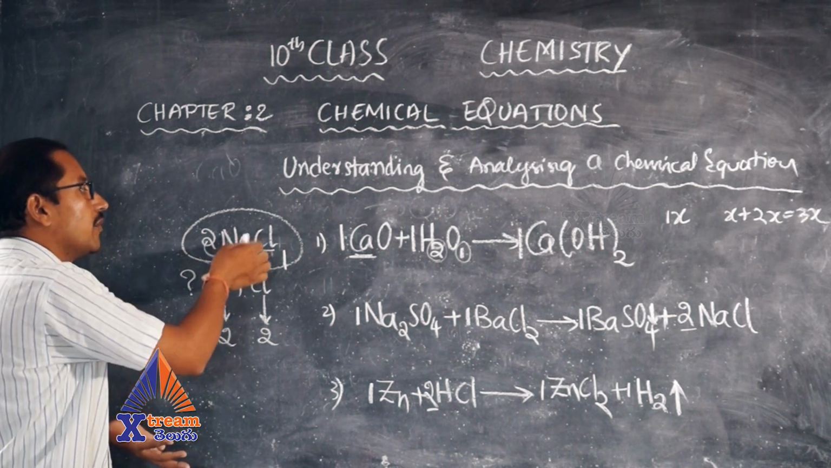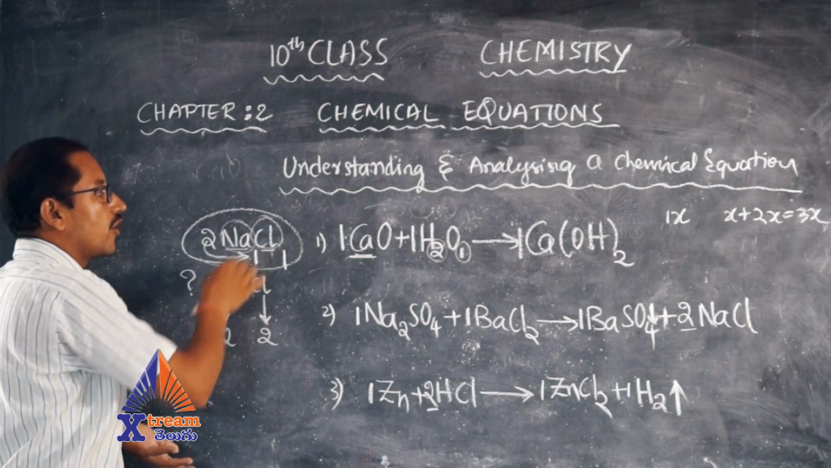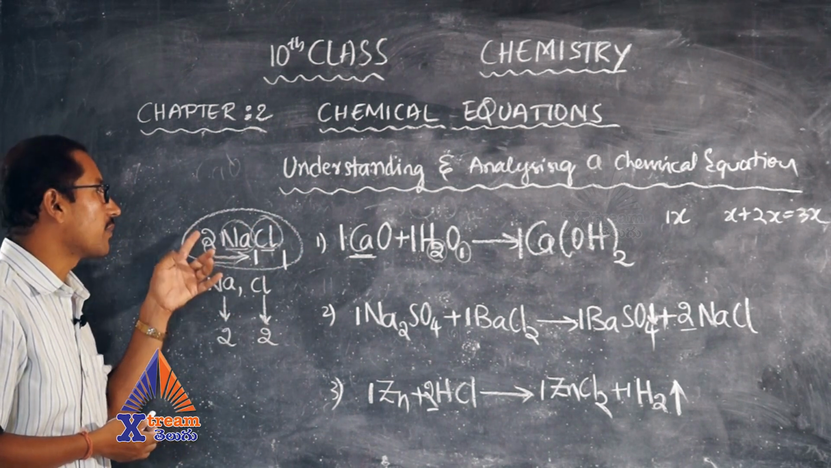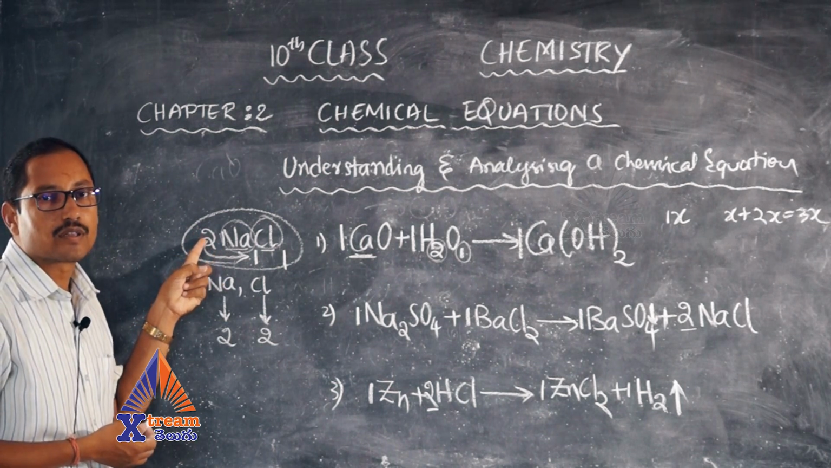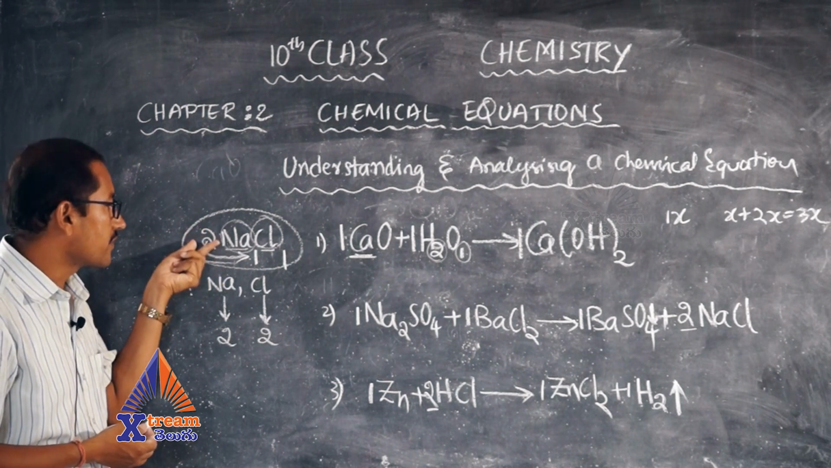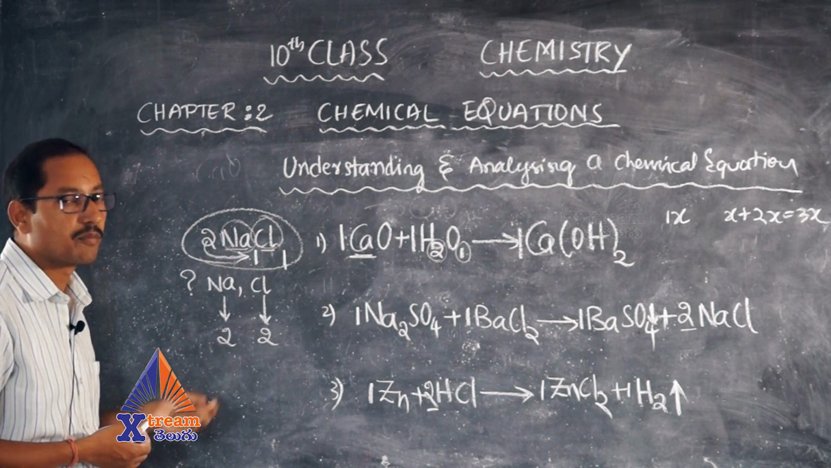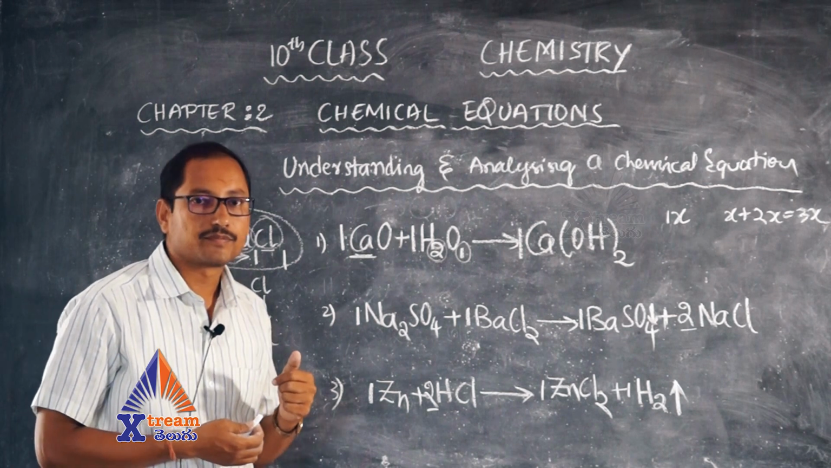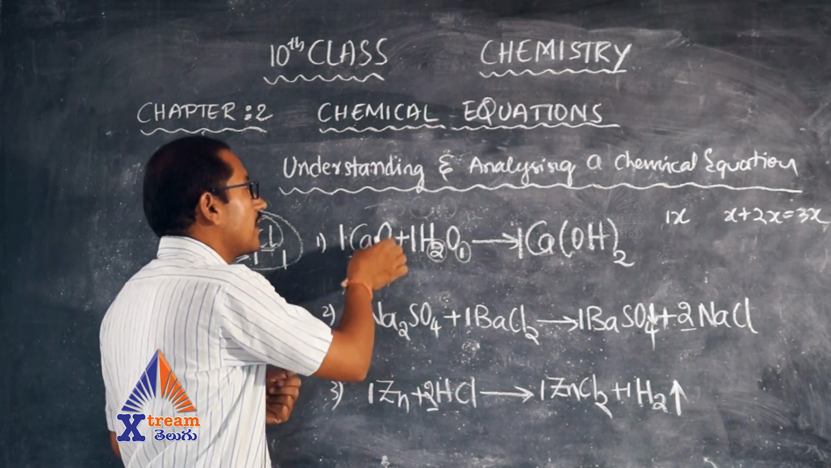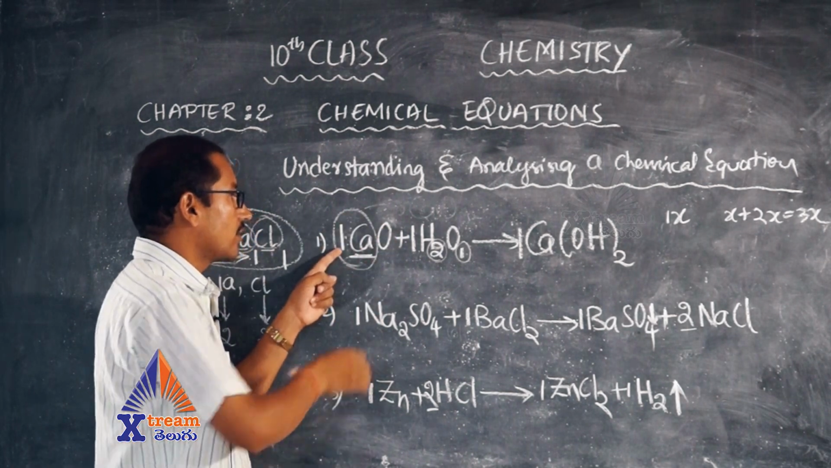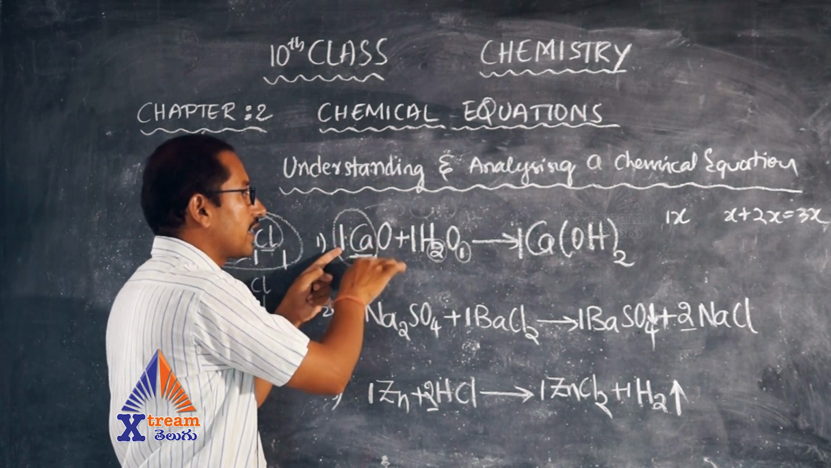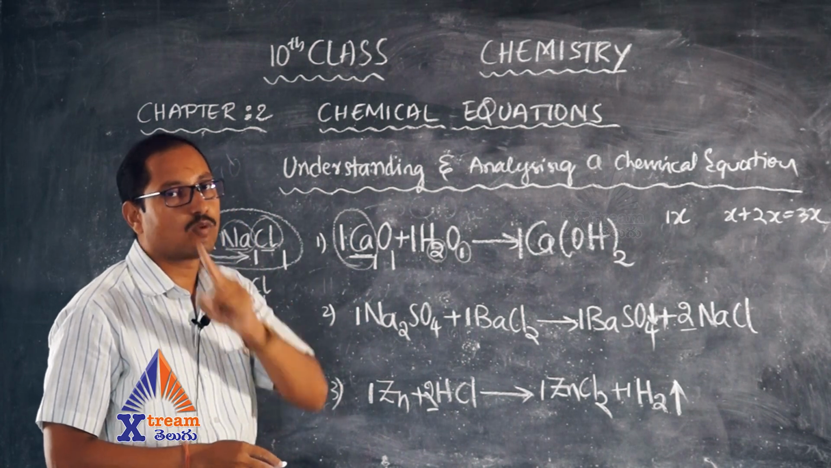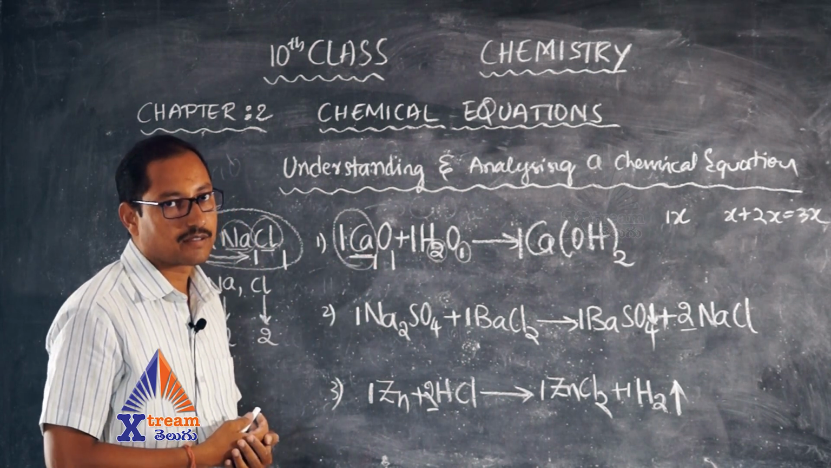So to calculate the number of atoms present in the chemical formula, it is very important that you multiply the index with the coefficient. This coefficient multiplies the index to give the total number of atoms present in that particular formula. The same way here, calcium oxide has 1 into 1, 1 calcium atom, and 1 into 1, 1 oxygen atom. 1 calcium and 1 oxygen atom are there in calcium oxide, CaO.